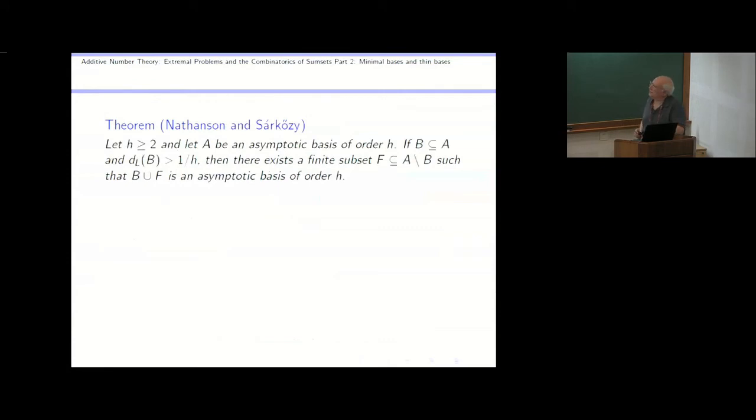So Sarkozy and I proved the following. If A is an asymptotic basis, well, this will lead us to where we want to go. If A is an asymptotic basis of order h, and if A contains a subset B whose lower asymptotic density is strictly bigger than 1 over h, which means A, of course, has density strictly bigger than 1 over h because B is a subset, then there's a finite subset F of elements of A which are not in B, where if you take that finite subset F and add it to B, this becomes an asymptotic basis of order h.